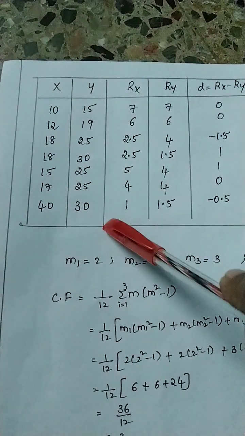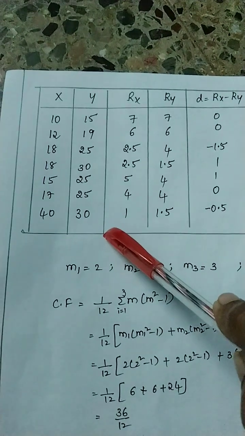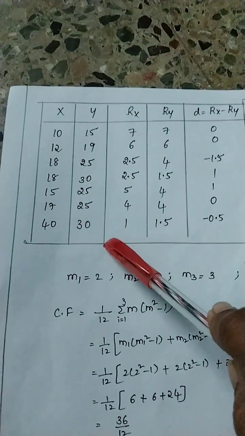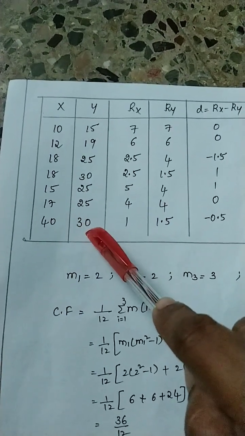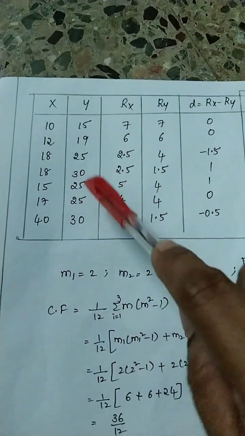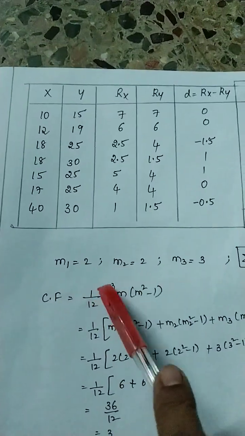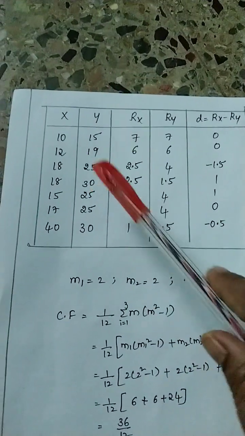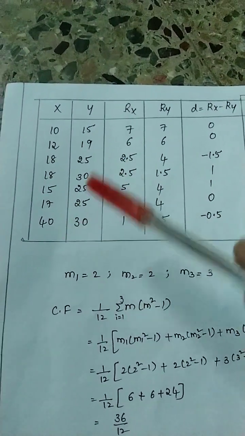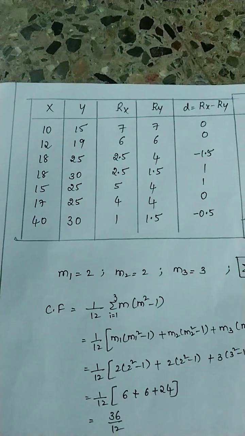We have to select the highest value in the series of y. What is the highest value in the series of y? 30. So 30 is repeated twice. That means the value of m2 is equal to 2. Here again you are going to take the rank's average, the first and second rank.